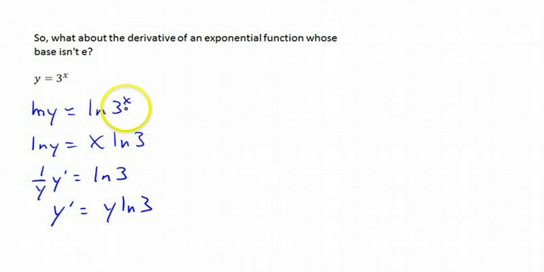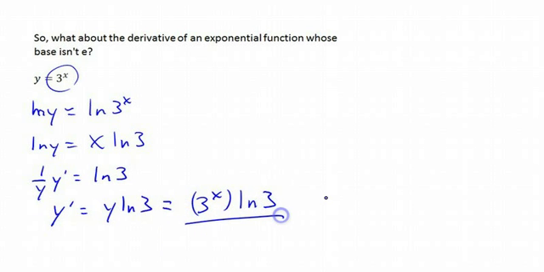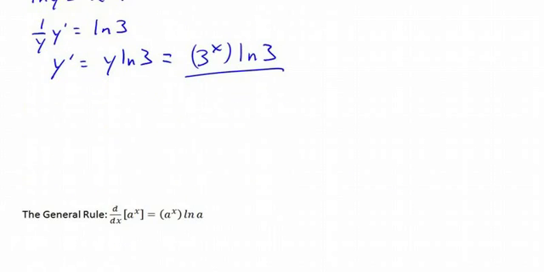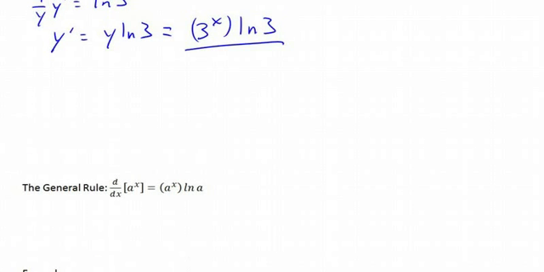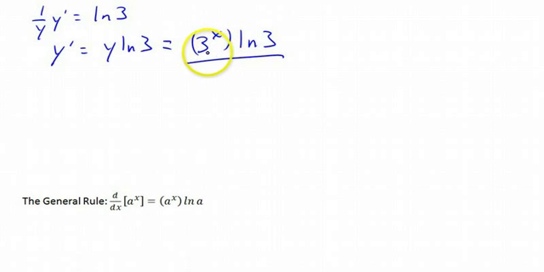And so when I solve this for y prime, I get y natural log of 3. Okay, so what is y? Well, remember that y is our original exponential. So this is 3 to the x times the natural log of 3. And we can generalize that rule. The derivative of a to the x is equal to a to the x times the natural log of a. So the derivative of 3 to the x is 3 to the x times the natural log of 3.